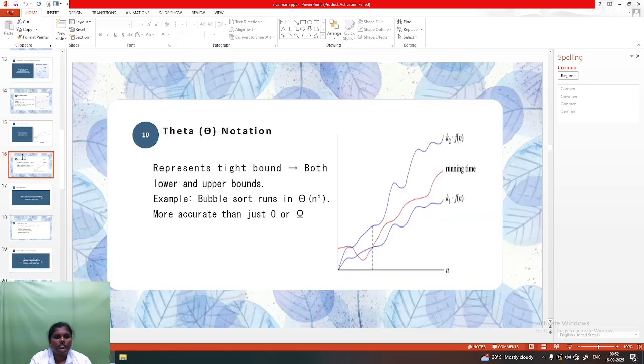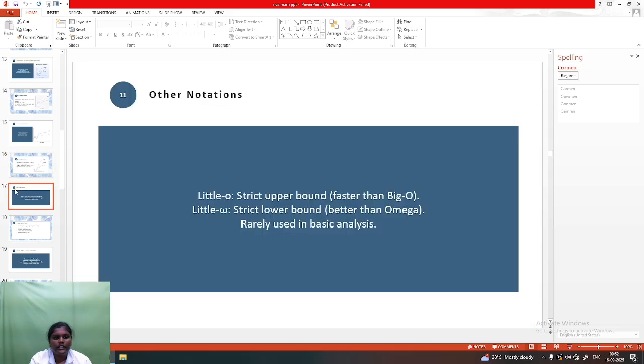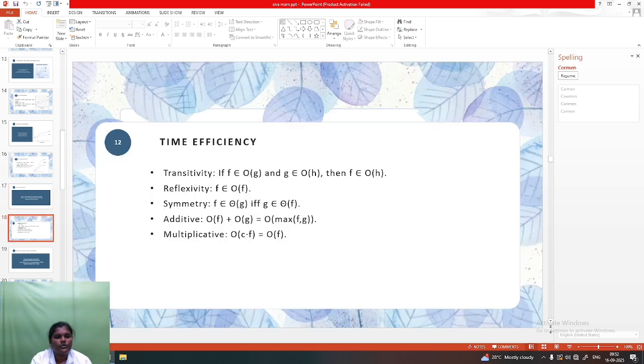So omega, theta. Next one, other notations. The letter O represents the upper bound, faster than big omega. And then the letter omega represents the lower bound, better than big O. Clearly used in basic analysis. Next one, time efficiency. Transitive efficiency. Properties: reflexive, symmetric, additive, multiplicative.